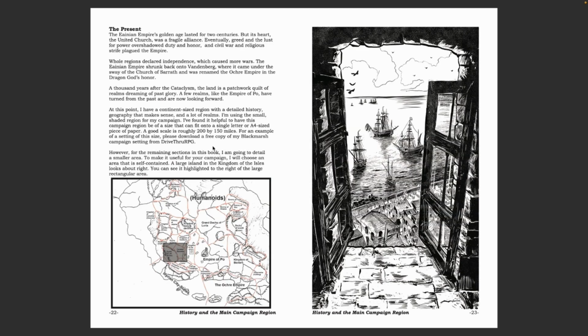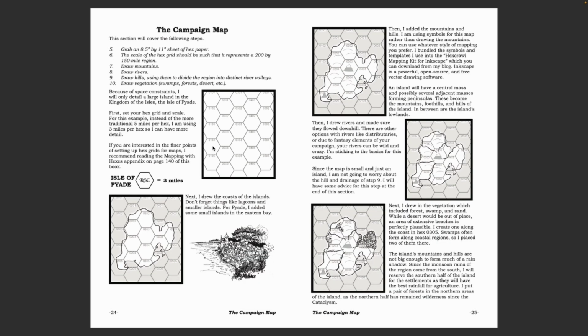And then we move on to the present, after the cataclysm. And this is where everything stands now. Now, here's the campaign map. Here's steps 5 through 10. And this is where you draw mountains and rivers and hills and vegetation like swamps and forests and deserts.